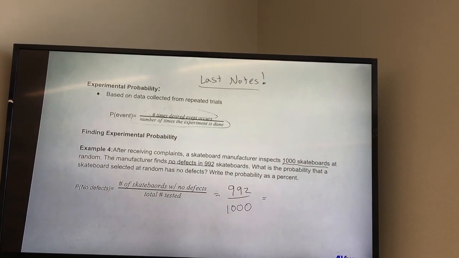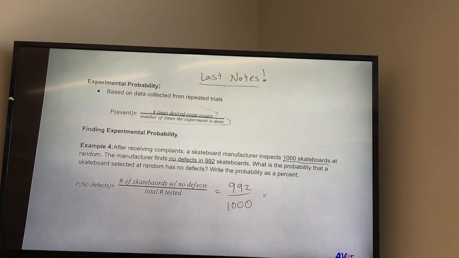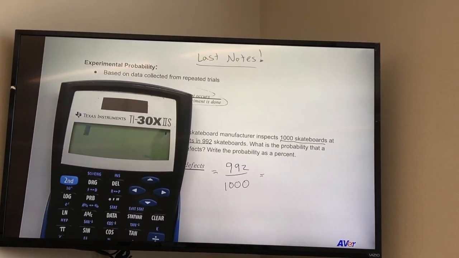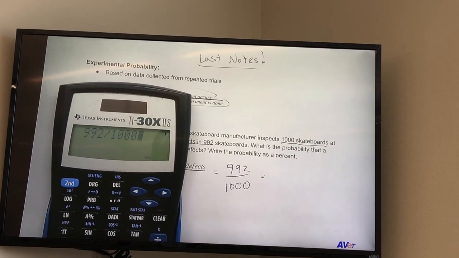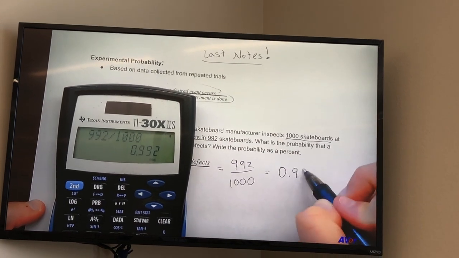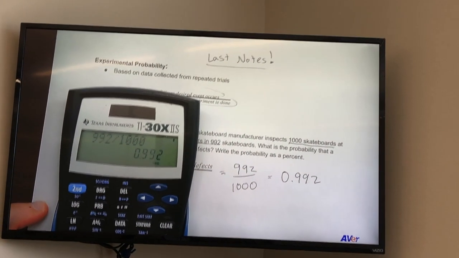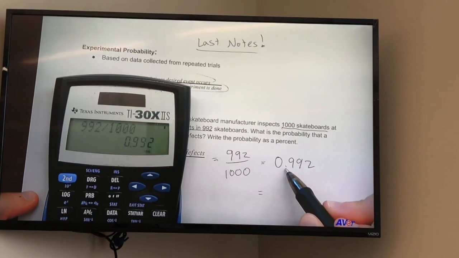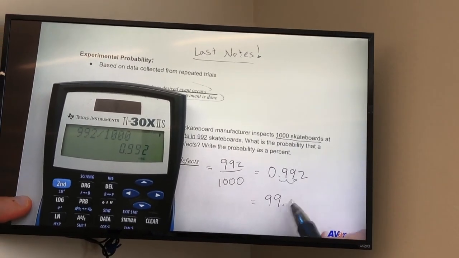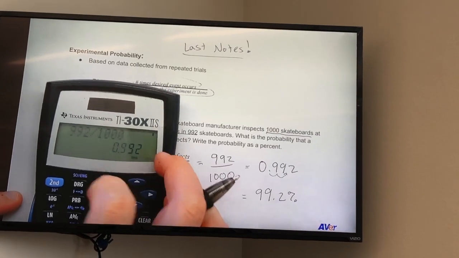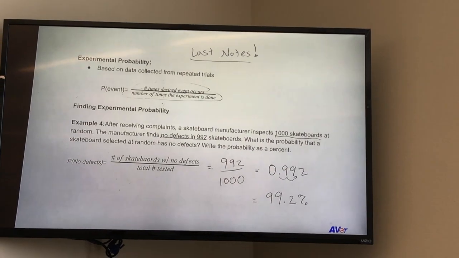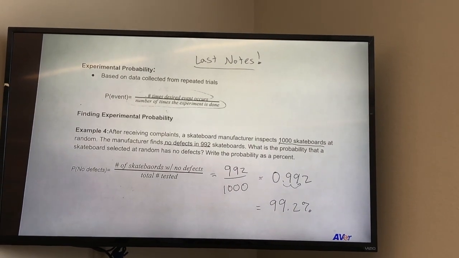For this one, for experimental probability, you're going to write it as a decimal. So you get your handy dandy calculator out. We do 992 divided by 1,000. We get 0.992, and then you guys got it from here. To write it as a percent, you move the decimal right twice. So I get 99.2% would not have any defects.